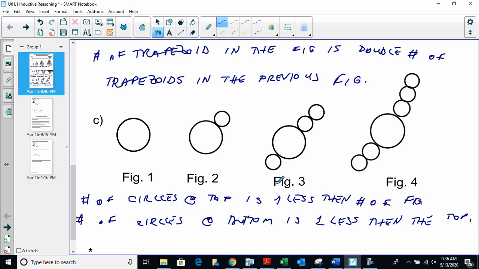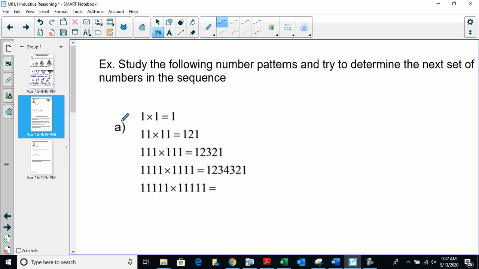So now you may say that if we have, let's suppose, figure 10, then you will draw 9 circles at the top and 8 circles at the bottom. So this is pretty much what inductive reasoning is. So now let's take a look at the number patterns.